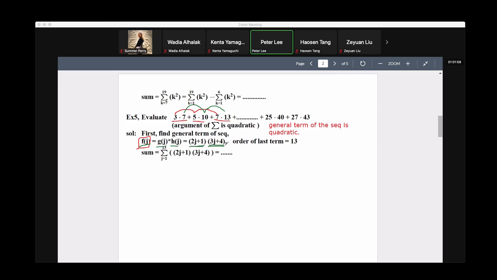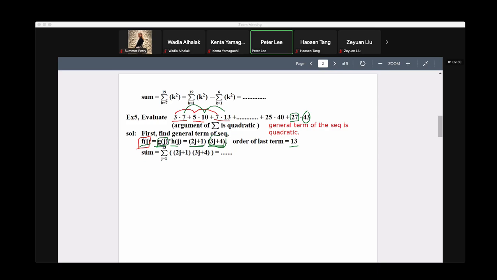And now we want to know how many terms we have here. Why don't we look at the last term, 27? That means g of j must be 27, so j must be 13. Or you can look at the 43: this factor must be 43, so j must be 13. Either way, j must be 13. So the last term is the 13th term.